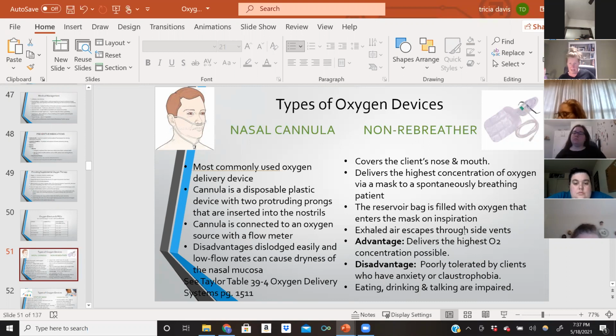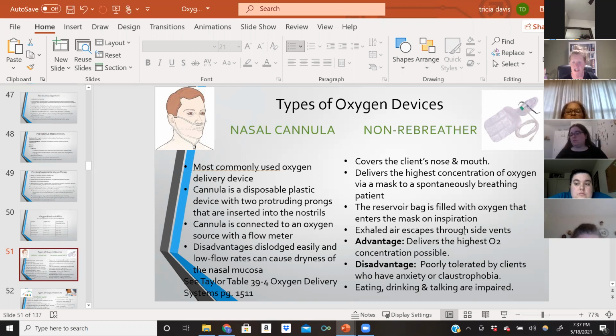And then some patients need a non-rebreather. This is usually when your nasal cannula has not been effective to get your oxygen levels back up to at least 90%. This bag is going to cover the entire nose and mouth of the patient. It delivers the highest concentration of oxygen via a mask to a spontaneously breathing patient. What happens is the reservoir bag, that bag is going to blow up when they start breathing.